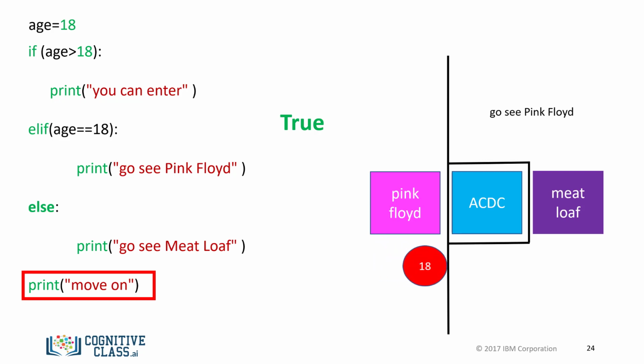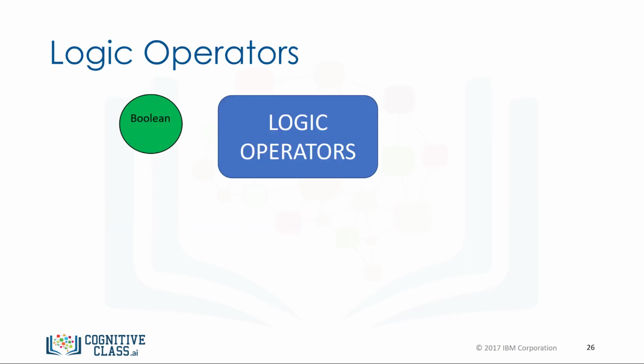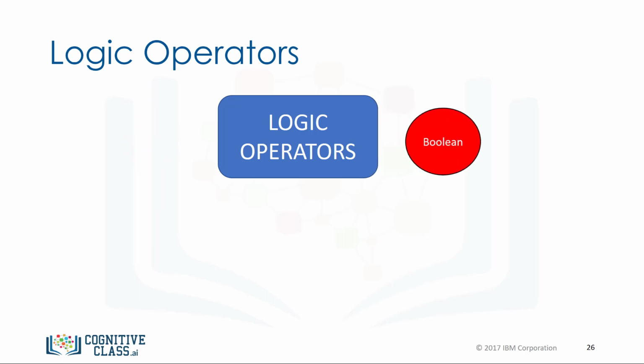If the variable age was 17, the statement "go see Meatloaf" would print. Similarly, if the age was greater than 18, the statement "you can enter" would print. Check the labs for more examples. Now let's take a look at logic operators. Logic operations take Boolean values and produce different Boolean values.